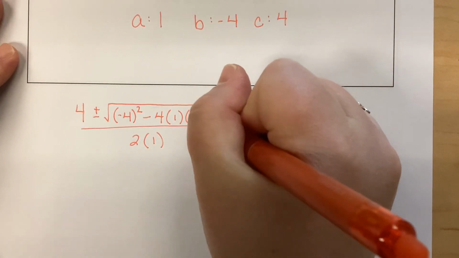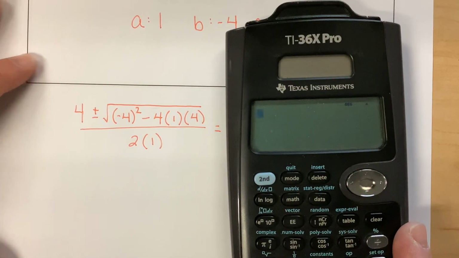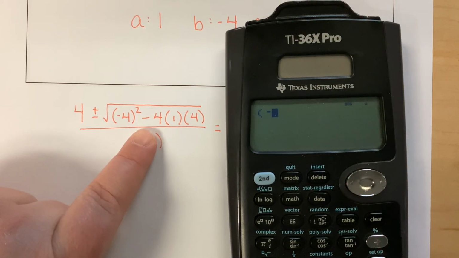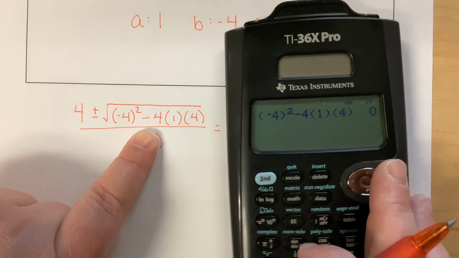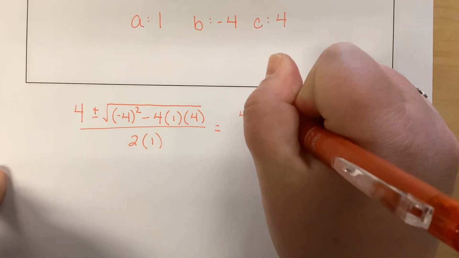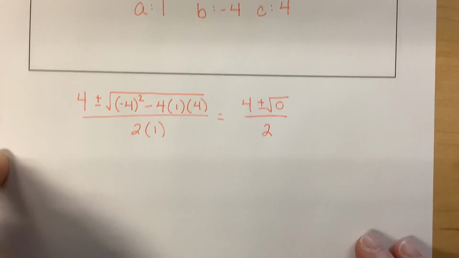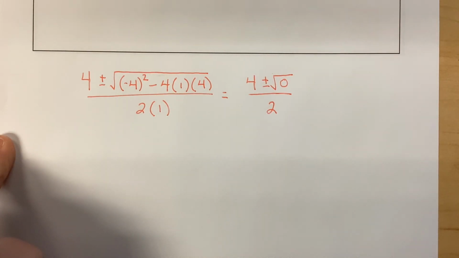All right, so I'm going to take my calculator. I'm going to do a little bit of work. I'm not going to put the square root in just yet. I'm just going to do the stuff underneath. So I have negative 4 squared minus 4 times 1 times 4, and that gives me 0. Okay, so I have 4 plus or minus the square root of 0 all over 2 times 1, which is 2. And from here, all we're going to do is simplify as much as we can.